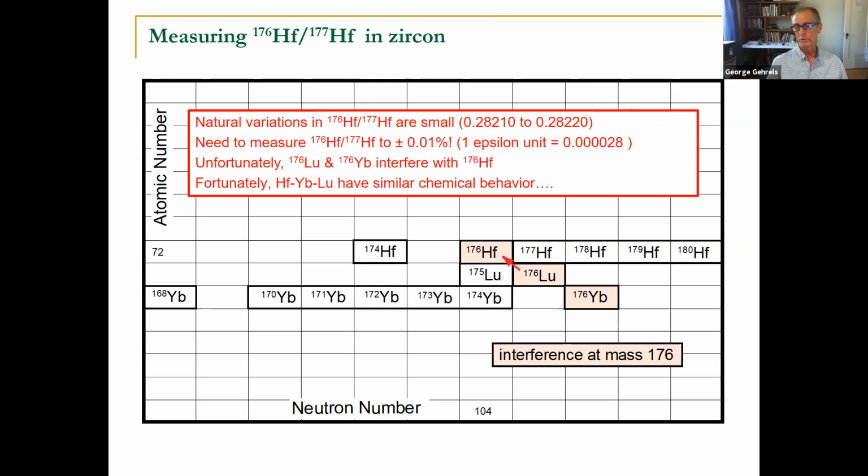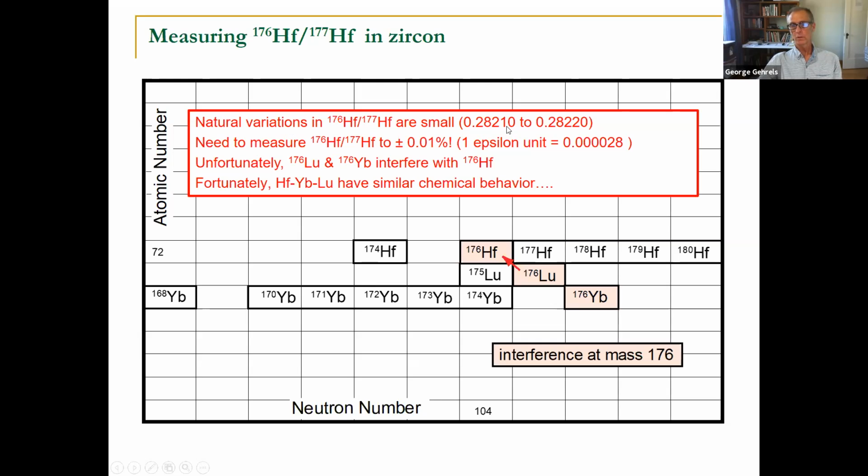You might even have an afternoon tea break before you're ready to start generating data. Hopefully it happens on your first day and you don't have to spend the whole day watching them tuning and fiddling. But this is a technique that's much more challenging than uranium-lead geochronology. And here's why. The natural variations in 176/177, the whole action is between 0.28210 and 0.28220.